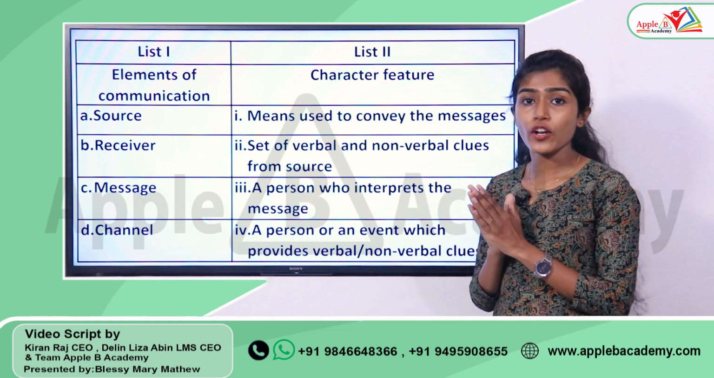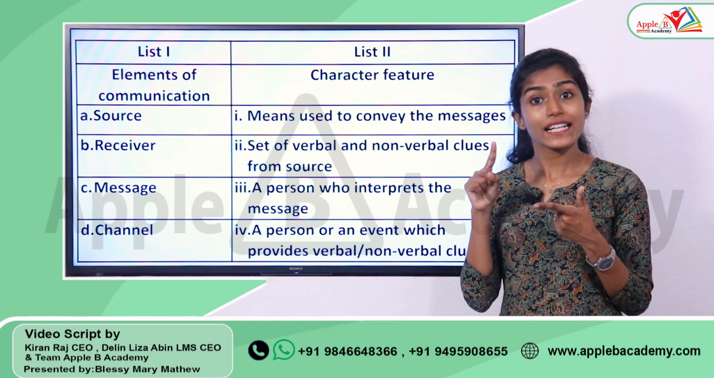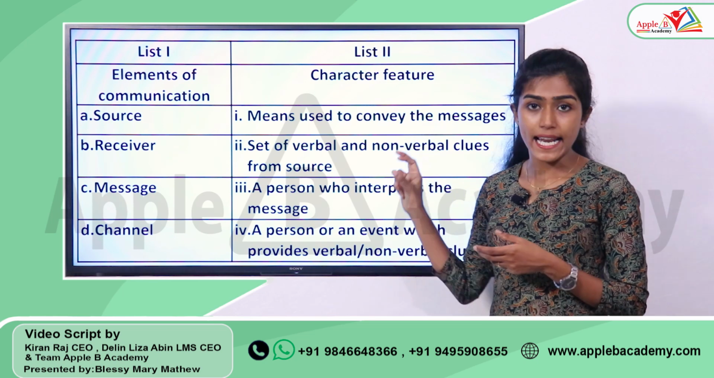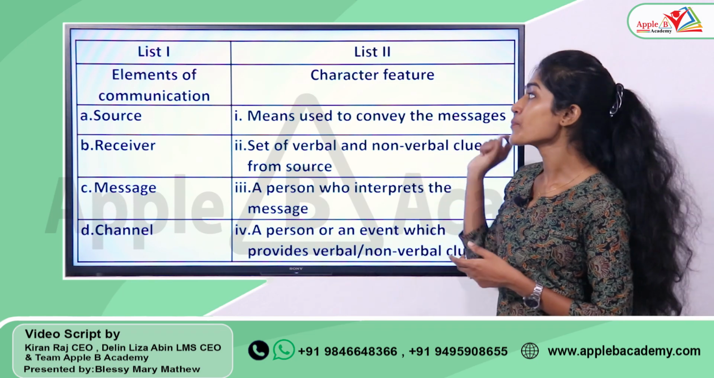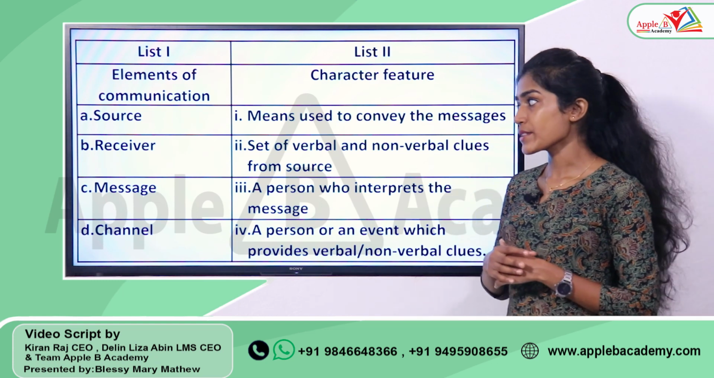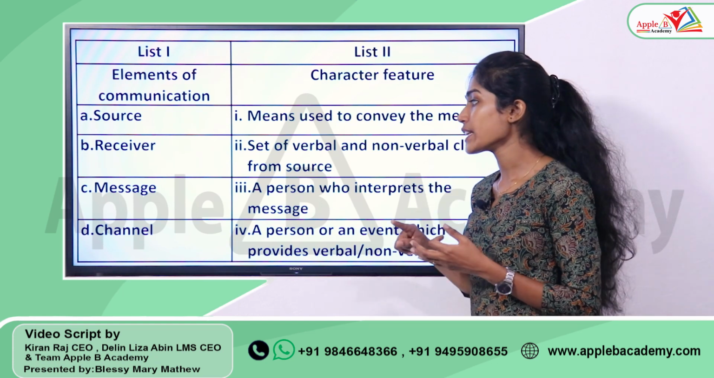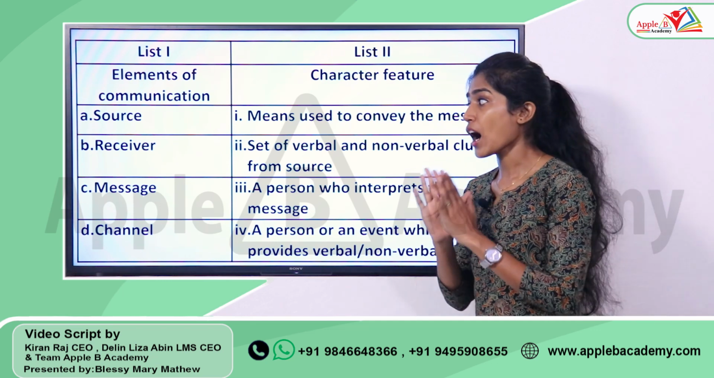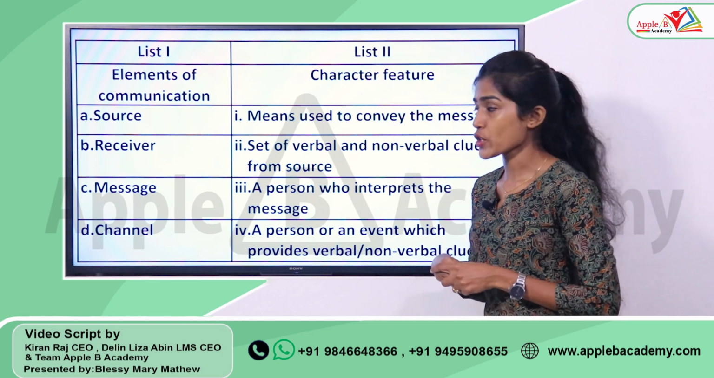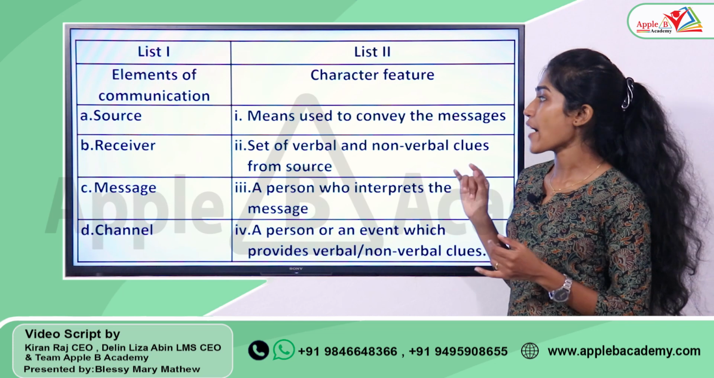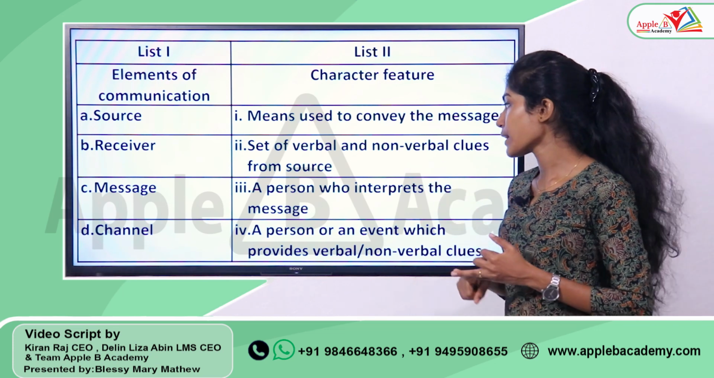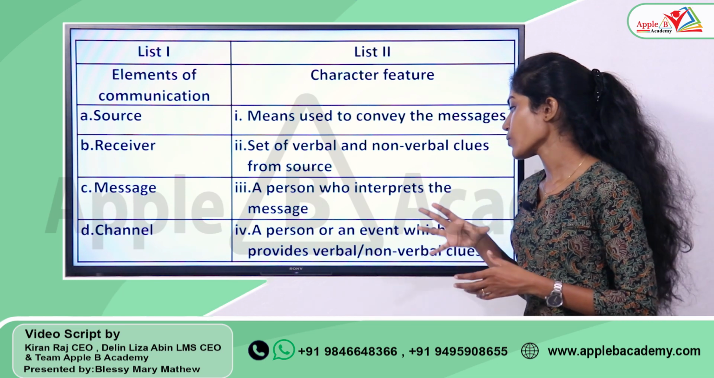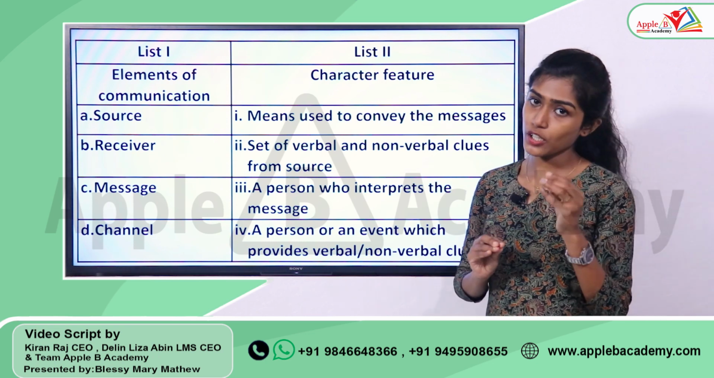So this match the following question is one type of question that can be asked from this process of communication. In list 1 we have the various elements of communication, and in list 2 we have the character feature. Consider the list 1 elements of communication: we have source, then receiver, then message and channel. Now you know all these terms very well, and how these different elements are associated with the process of communication. In list 2 we have means used to convey the messages, set of verbal and non-verbal clues from source, a person who interprets the message, and a person or an event which provides verbal or non-verbal clues.